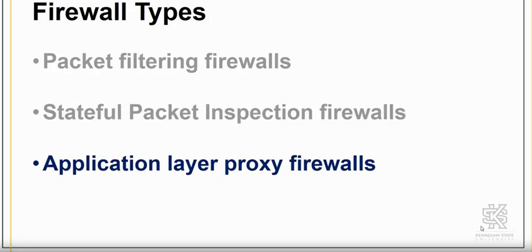Application layer proxy firewalls are capable of functioning both as a firewall and an application layer proxy server. In other words, instead of simply routing an approved packet to its destination, the application layer proxy firewall can read the request and then retrieve the information requested itself. It may also cache frequently requested information, like web pages, to speed up operations.